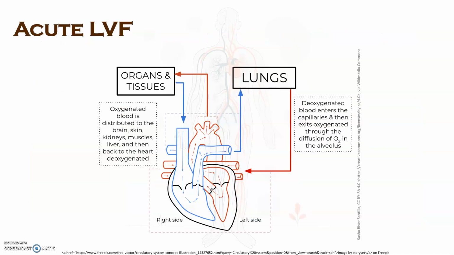Let's start with acute left ventricular failure. Typically, acute left ventricular failure is caused by a reduction in contractility of the left ventricle, often due to cardiac ischemia. So the left ventricular ejection fraction is reduced, and this leads to a reduction in stroke volume and ultimately a reduction in cardiac output, usually with a reflex tachycardia.